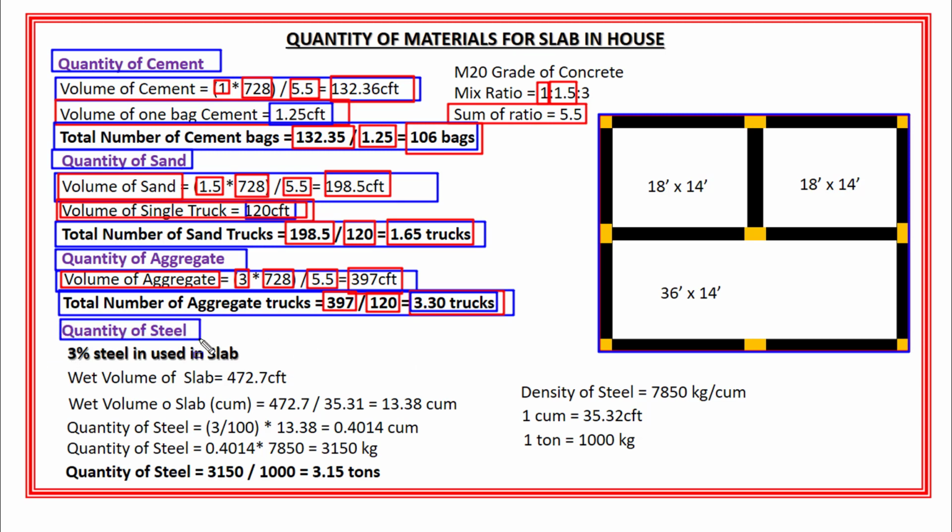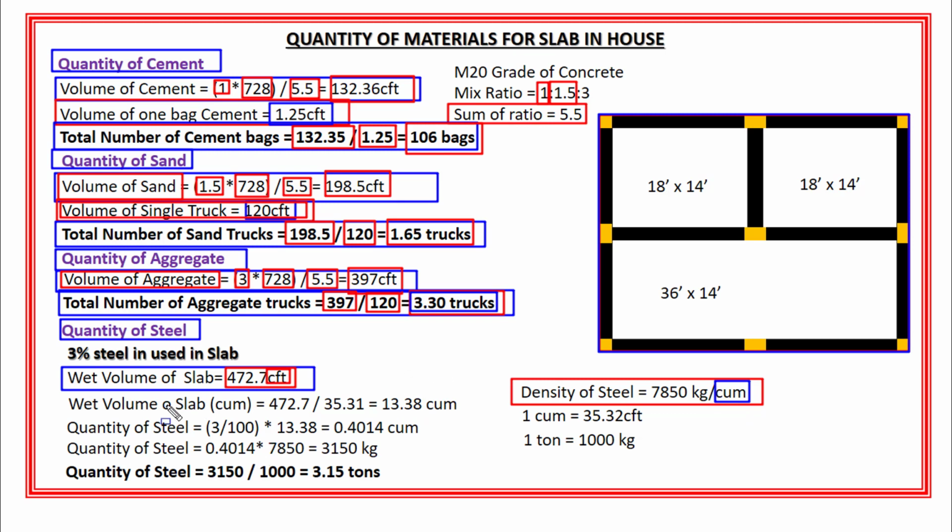Now for steel calculation in slab, I will need the total wet volume of slab. Okay? And I have already calculated the wet volume of slab, which is equal to 472.7 cubic feet. Now here I will convert the wet volume of slab, which is in cubic feet, into cubic meter, right? Now why I am doing this? Well, it's because if you look at the density of steel, it is basically in cubic meter. So in order to calculate the quantity of steel in slab, I will convert the wet volume of slab from cubic feet to cubic meter.